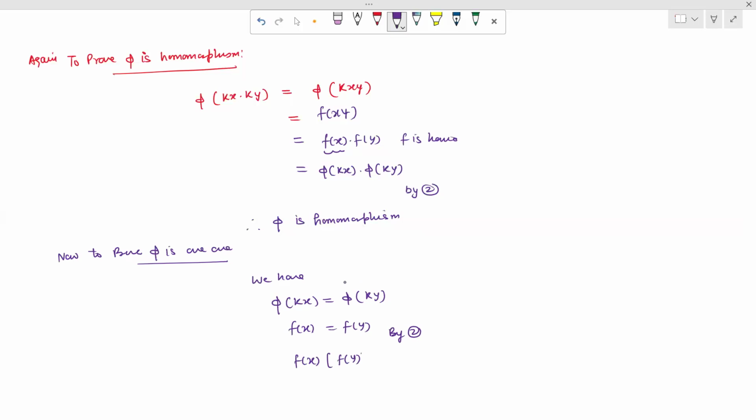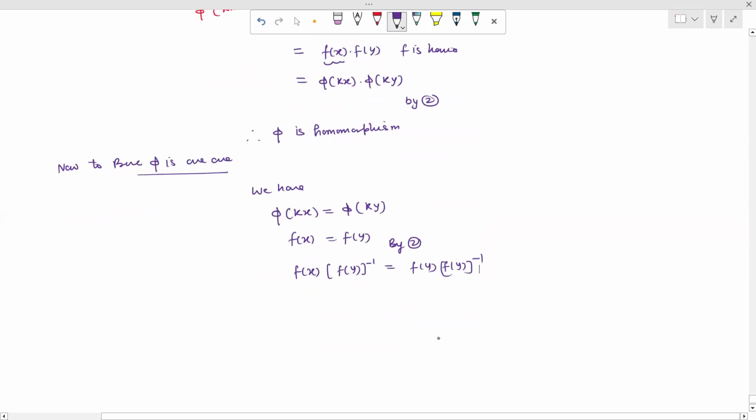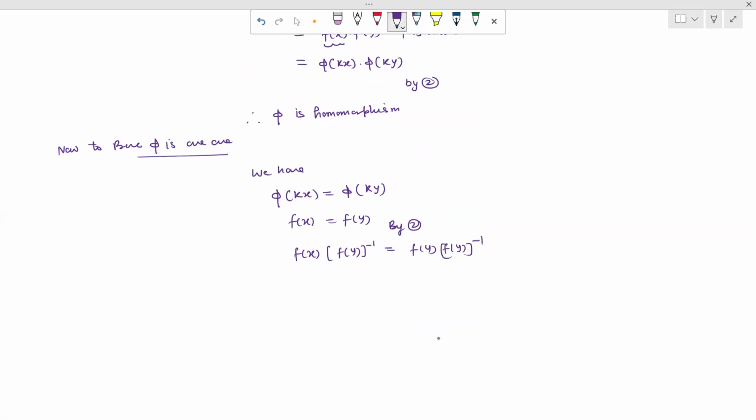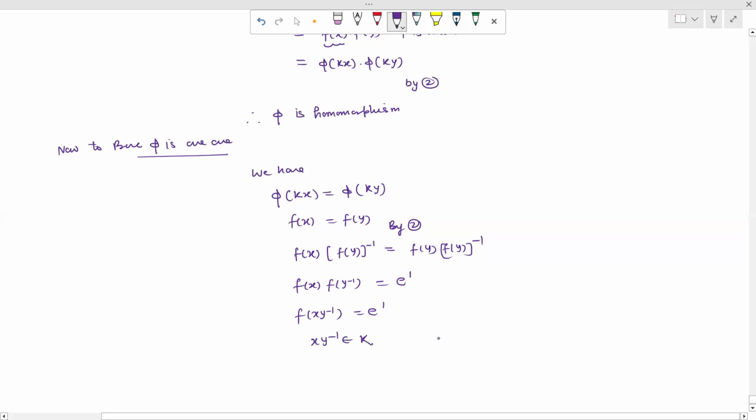So we can write f of x into f of y inverse, the whole, is equal to f of y into f of y inverse. Here we post-multiply by f of y inverse on both sides. So f of x into f of y inverse equals e dash. So this can be written as xy inverse equal to e dash. So we can say that xy inverse belongs to kernel K, where K is the kernel.